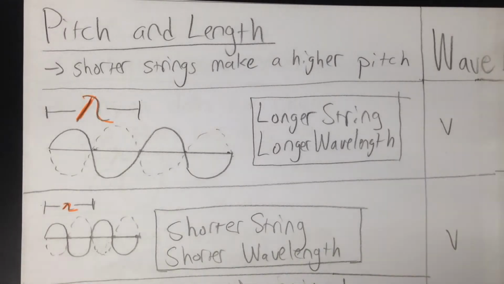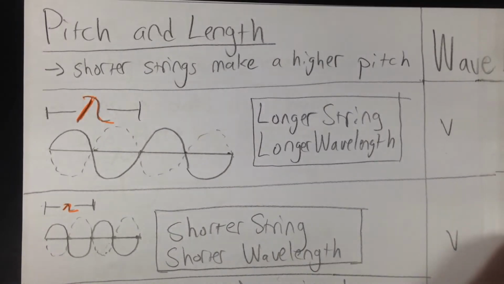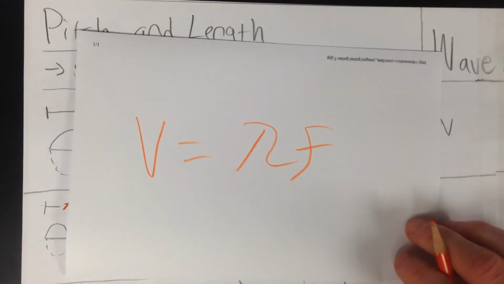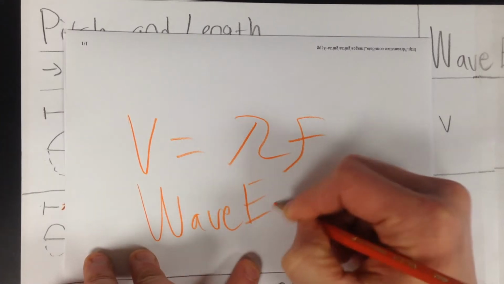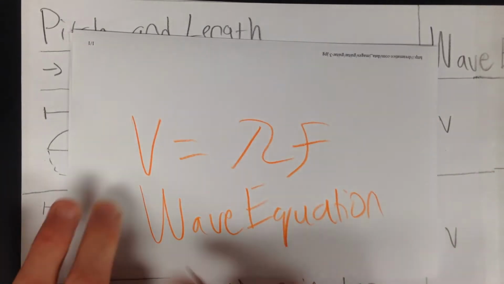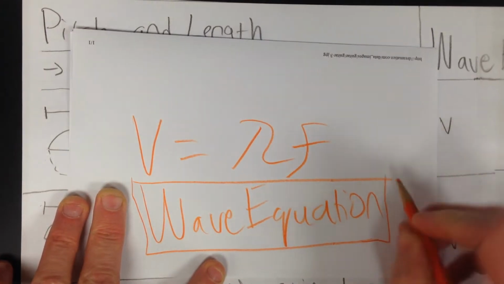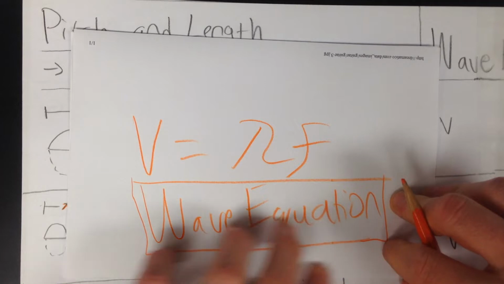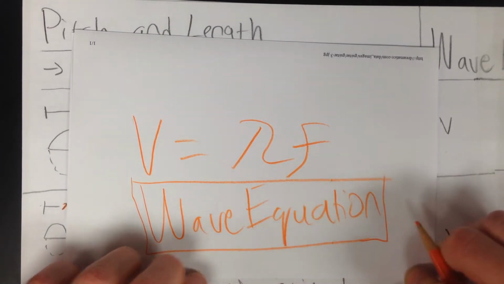But you need to be able to explain why those two things occur using this guy, the wave equation. You remember him. So you need to be able to use the wave equation to explain why pitch changes when you shorten length or when you increase tension.